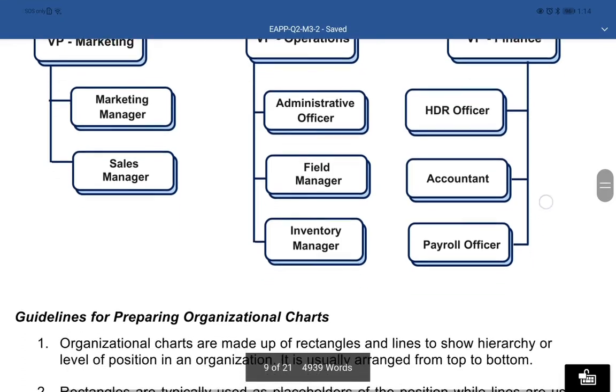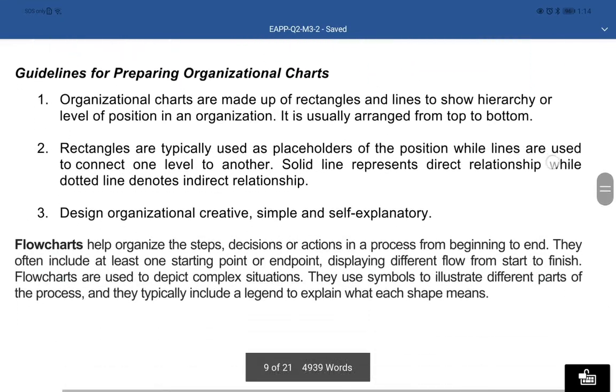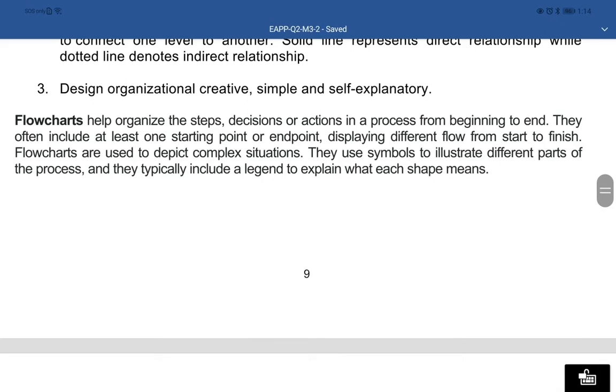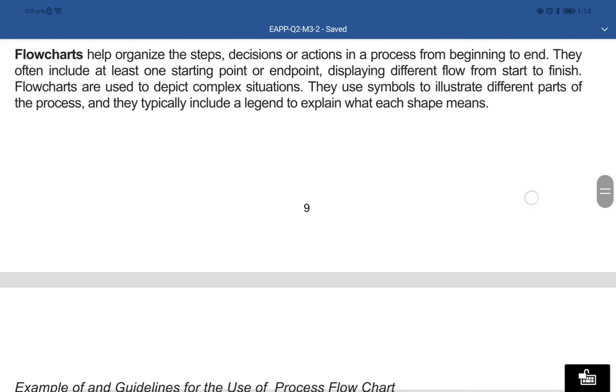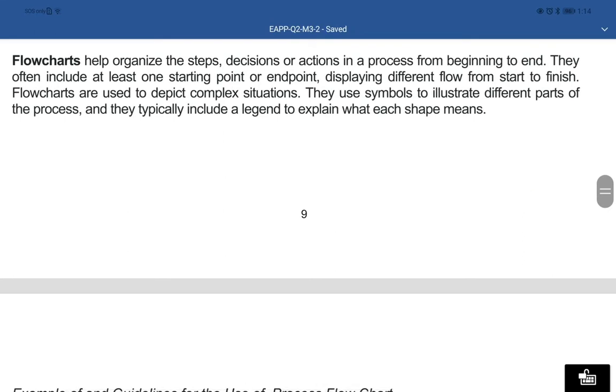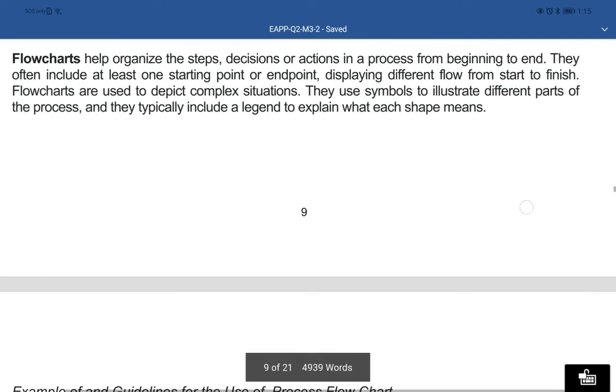Tapos sa baba niya, mapapansin nyo, tatlo yung magkakapantay. Kasi, ibig sabihin, magkaka-level lang sila ng position. Yung Vice President for Marketing, Vice President for Operations, and Vice President for Finance. Okay? And then sa baba nun, meron mga iba't ibang klase ng officers. So, yun yung organizational chart. Again, from the word organization, it's a chart that shows hierarchy in an organization. Okay? Itong guidelines, wag na kanyan kasi nga madali lang naman intindihin yan.